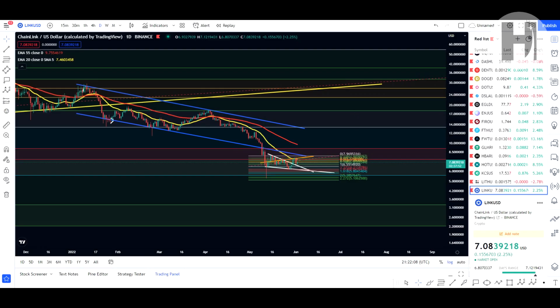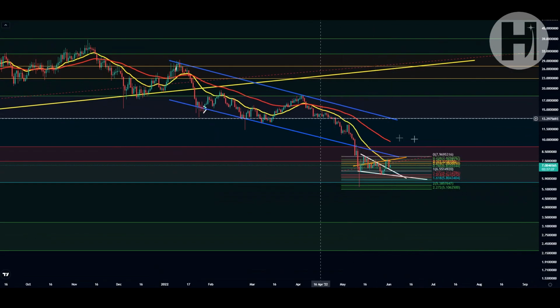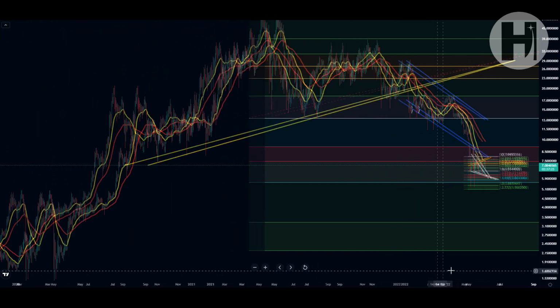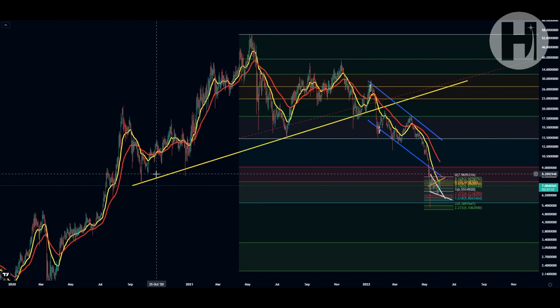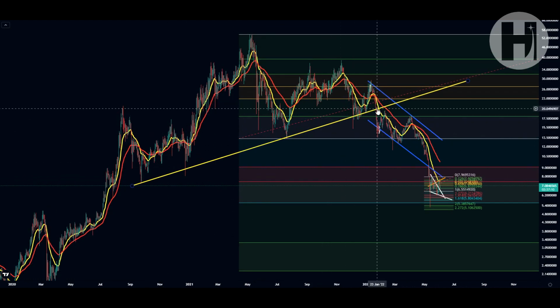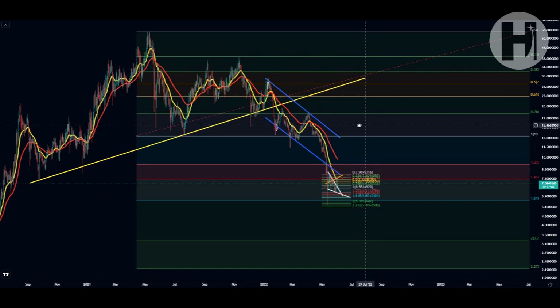Now, jumping back into the chart here. So we are on the daily right now. As you can see, this is Chainlink, and you can see that this was a nice support yellow trend line here that we have been holding throughout the bull market from when it started at the end of 2020, and ever since January this year, we lost the support and we were in a nasty downtrend.